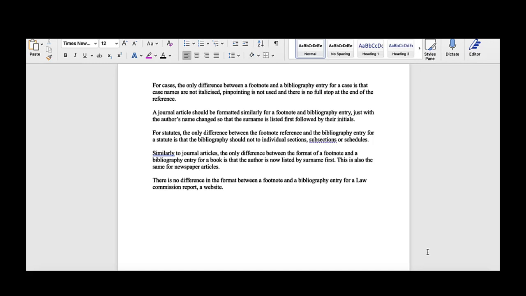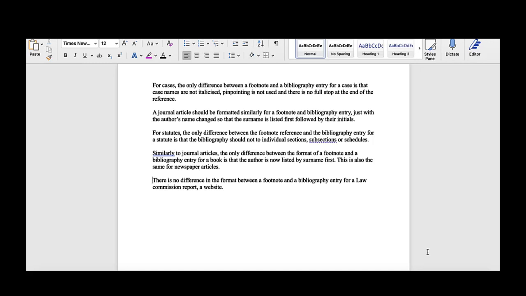You should also not include any abbreviations of case names or statutes in your bibliography. For all sources, bibliographies do not include pinpointing and do not require a full stop after each source. The format of the source changes between the footnote and the bibliography for some sources.